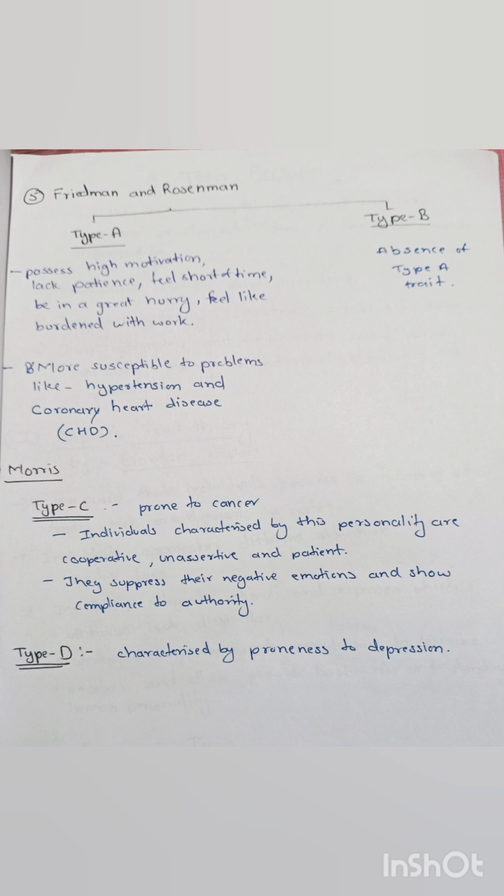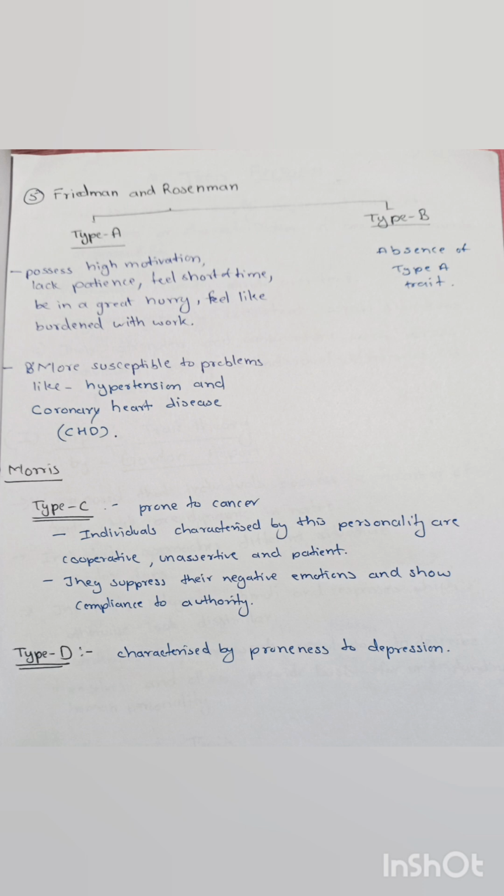Similarly, Friedman and Rosenman divide the personality into two types, type A and type B. Type A personality are highly motivated, they lack patience, feel short of time, but type B personality lack all such characteristic traits. Type A personality are more susceptible to problems like hypertension and coronary heart diseases.